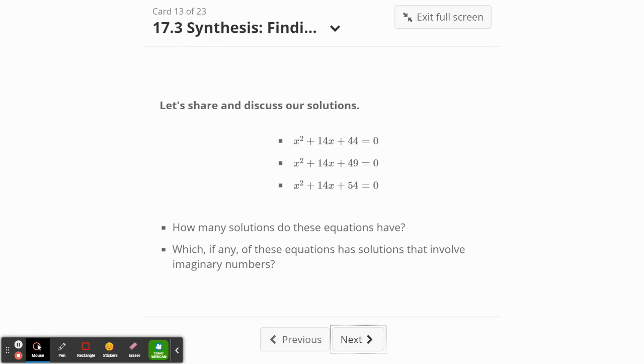Taking a look at these last 3 problems, this is our synthesis for this activity. I want you to take a look at what we have here. We have 3 very similar questions. All of them are in standard form. All of them equal 0. All of them have the same first 2 terms. What's different is the last 2 terms.